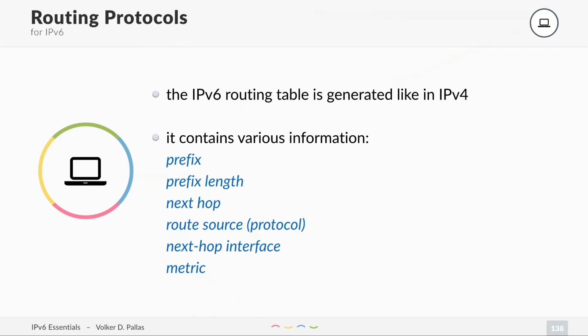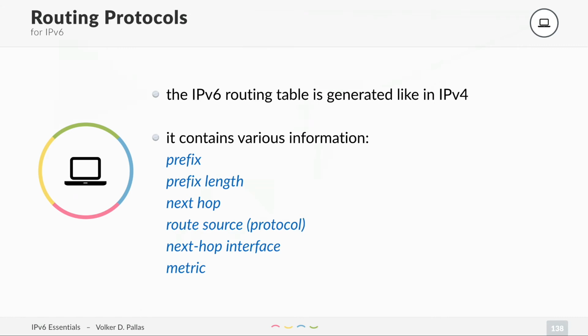We have different information with the prefix, which you can also call the route, with the prefix length, that's the slash notation. We have a next hop, that's the gateway for this destination. We have a route source. So in the table, you have the protocol which the route comes from. You have a next hop interface, that's the outgoing interface where the next hop resides. And you have a metric that you can use if you have two of the same routes, but you want to prefer one, you can set a different metric.